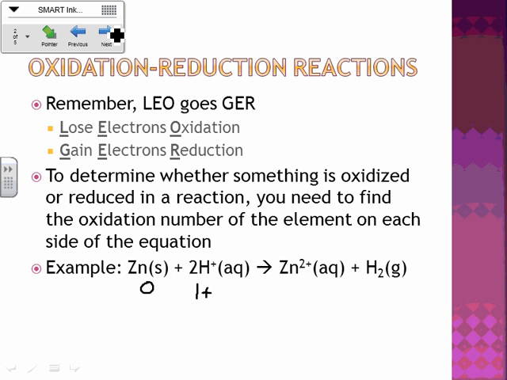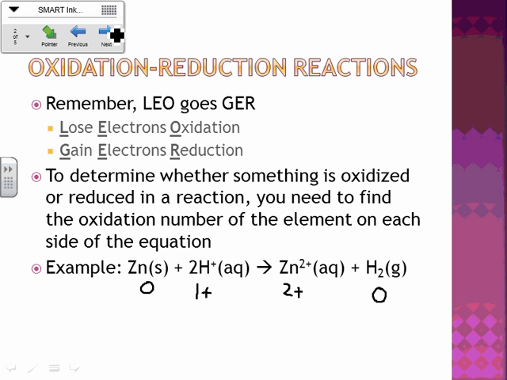Now if we come over to the other side, the zinc is going to have an oxidation number of 2+ over here because it has a 2+ charge. And then H2, that's its most naturally occurring state for hydrogen, so that's going to have an oxidation number now of 0. And remember, if you have an oxidation, there's also going to be a reduction. Electrons can't just leave something and go nowhere. So if one thing is losing electrons, then the other thing is going to be gaining electrons.